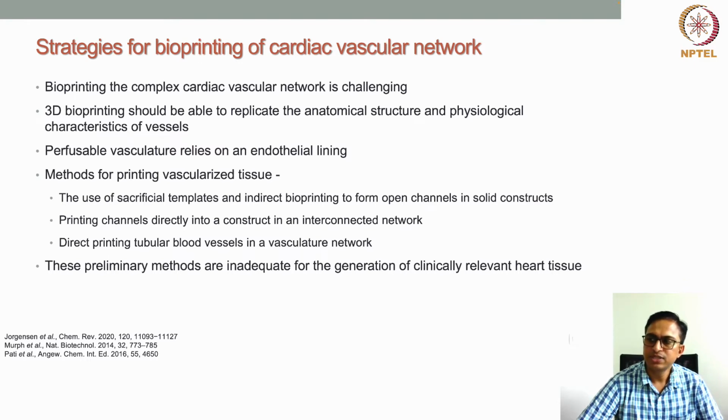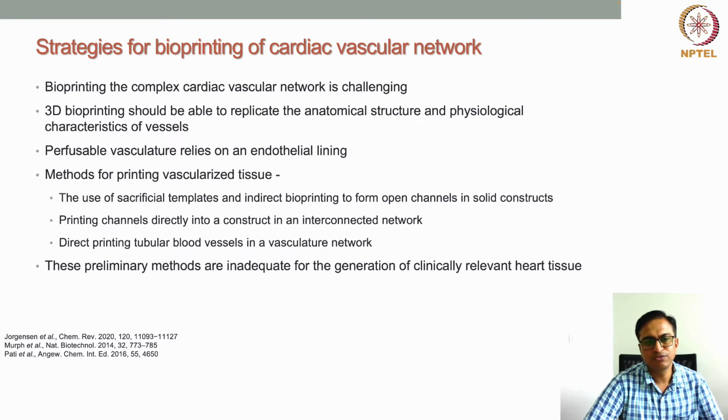So when we print blood vessels, as I have discussed in our earlier lecture also, we use different strategies to generate a blood vessel. If it is a bigger blood vessel or a smaller blood vessel, we use different kinds of strategies. So the following are the methods by which vascular tissue, especially cardiac vascular tissue, can be printed or has been tried, right?